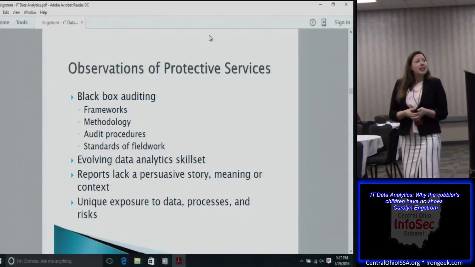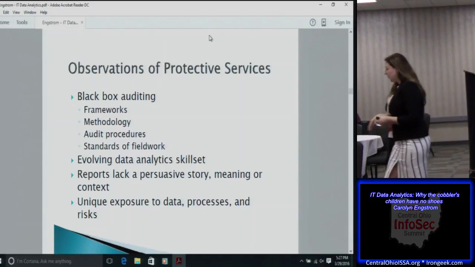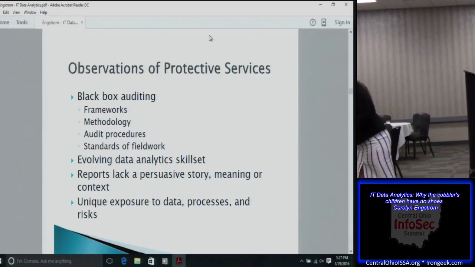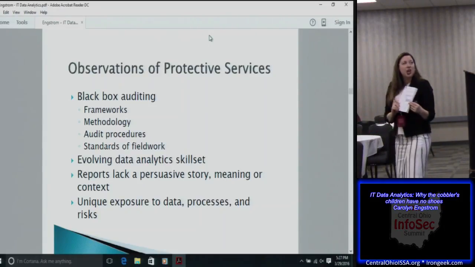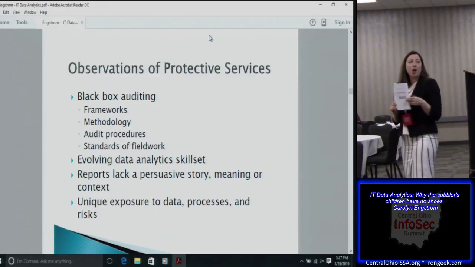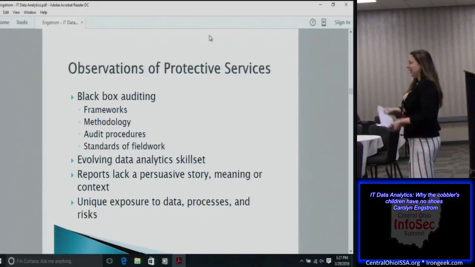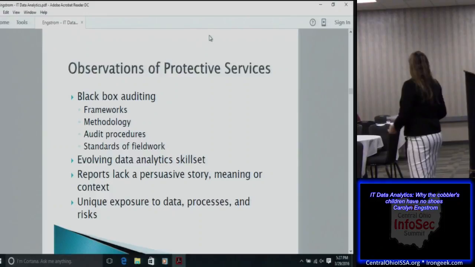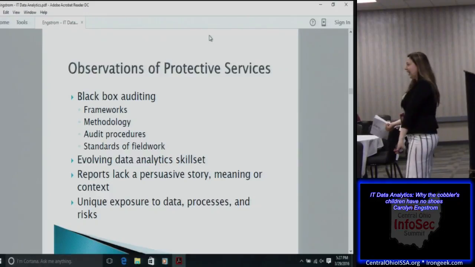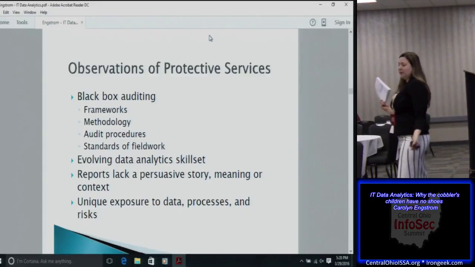And I'm certainly guilty of that, and that's why I've really been focusing on this, which is our reports lack a persuasive story, meaning or context. We usually just, you give us a bunch of data, we do a bunch of analysis, here's your report with your finding, and you have no idea what needs to be done, what controls need to be implemented if it's a one-off implementation.